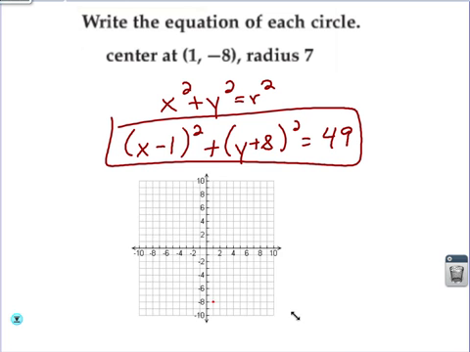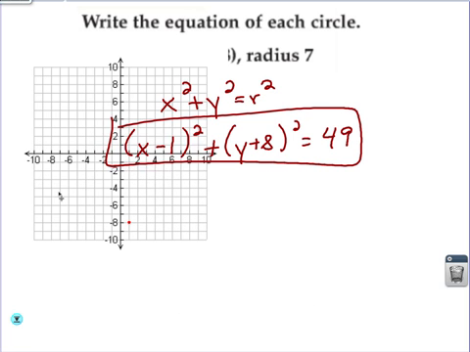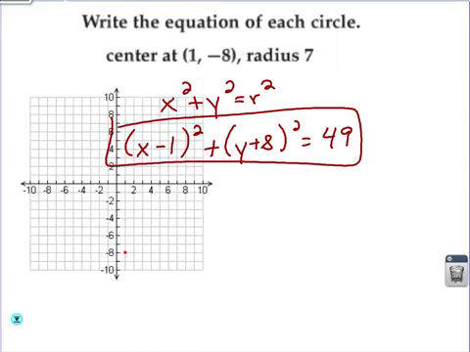On your test, there's a good possibility that you're going to be given this equation to say graph this. It's going to be hard to graph. Here's how you do it. Well, first off, I'd use a different sheet of graph paper because it's going to be hard to fit it on this one. But just to let you know, here's your center, 1, negative 8.